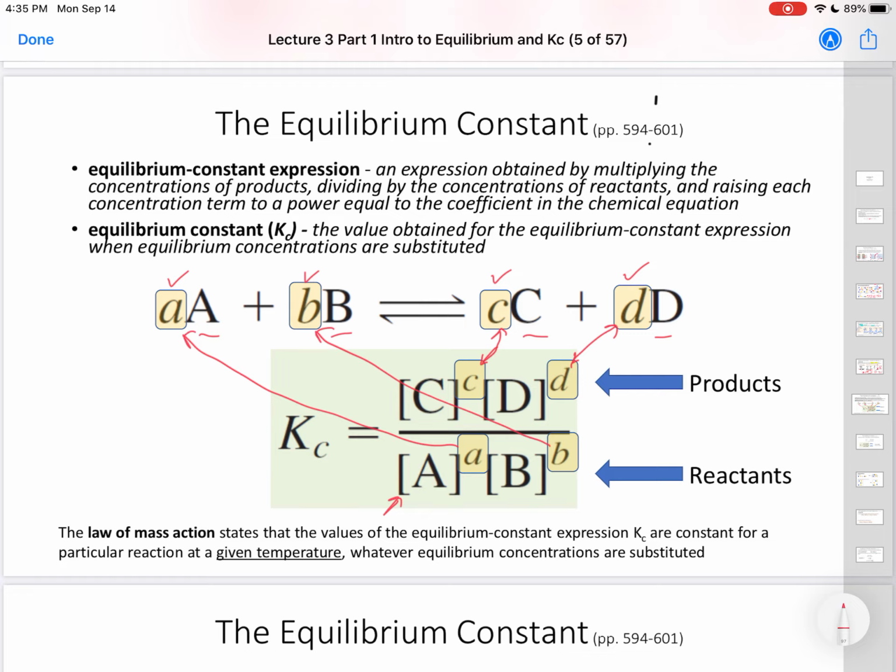So this equilibrium constant Kc is the value obtained for the equilibrium constant expression when equilibrium concentrations are substituted. The book says the law of mass action states that the value of the equilibrium constant Kc is constant for a particular reaction at a given temperature, whatever equilibrium concentrations are substituted. Remember that these values change if the temperature changes.